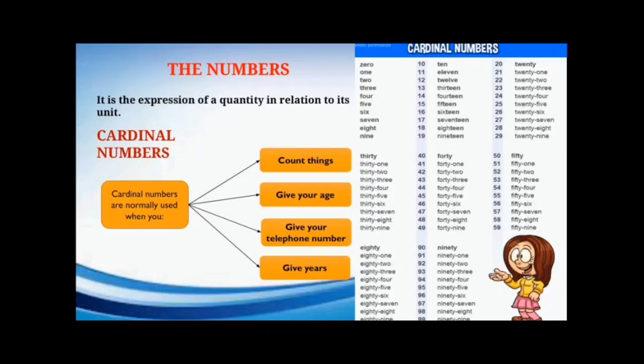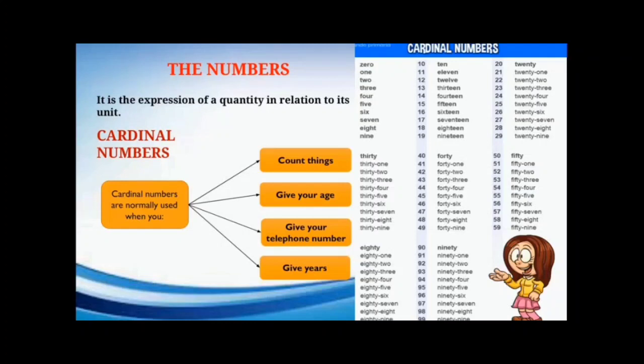Cardinal numbers denote the precise quantities of things you likely encounter on a daily basis. Whether you are checking your bank account or making a grocery list, you need to know how to read and write cardinal numbers. Cardinal numbers are normally used when you count things. For example, I have 2 brothers.